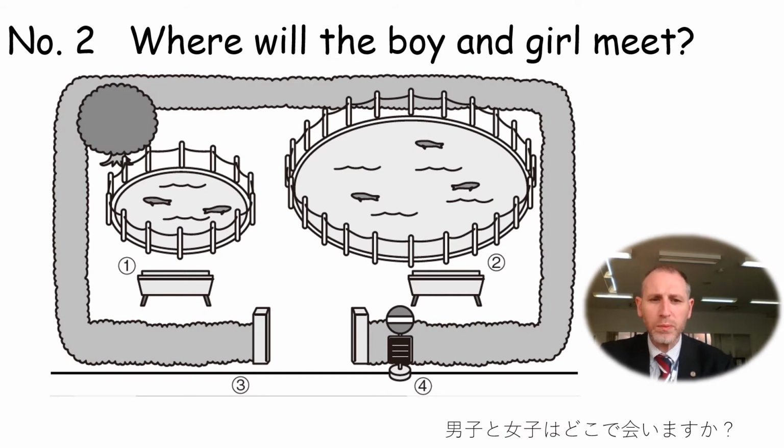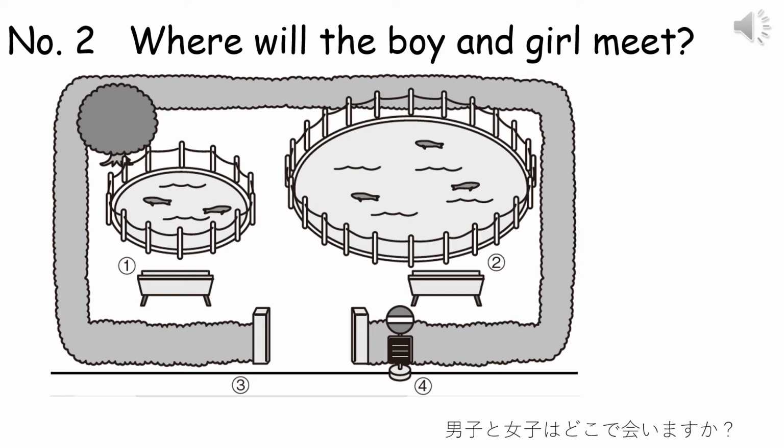There are 4 places: a bench, a pond, a big pond, a gate, a main entrance, and a bus stop. So where will the boy and girl meet?